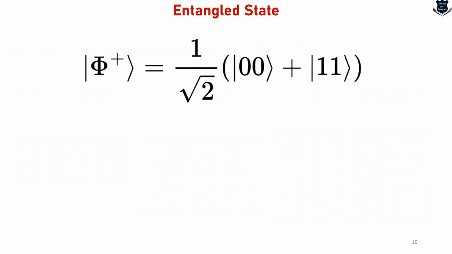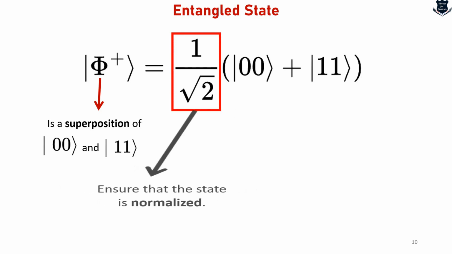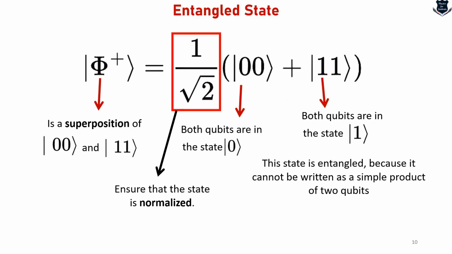So let us look now into this entangled state. What does it mean? Here you can see a superposition of two states, 0 0 and 1 1. The factor in front ensures that the state is normalized. You already know what a normalized state is. This term has both qubits in the state 0, and this one has both qubits in the state 1, and this state is entangled. Why? Because it cannot be written as a tensor product of two single qubit states.